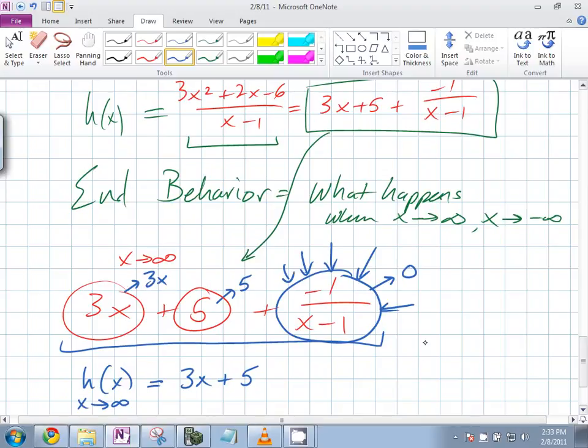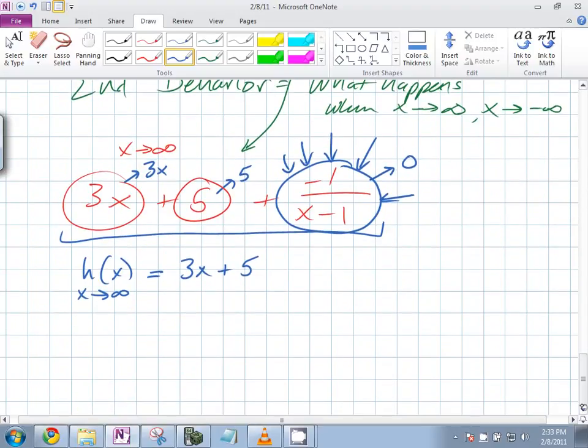Okay. So, what is this? What did we just find? What do you think we just found? An oblique asymptote.